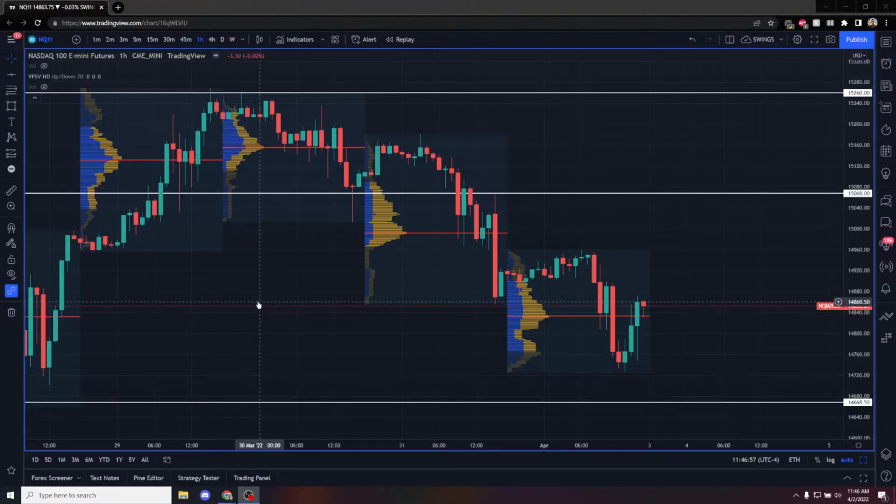All right, guys, today what I want to talk about is a very simple strategy yet powerful. I want to talk about the volume profile. Now, the volume profile is an indicator, and I believe you might need to pay to use that indicator.